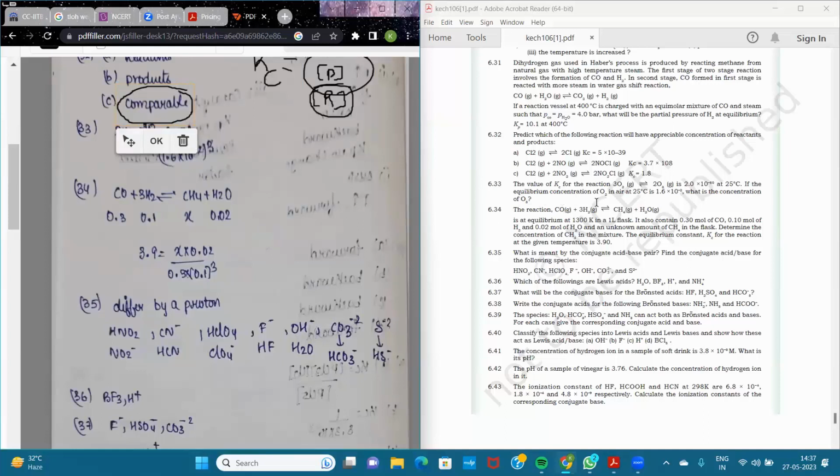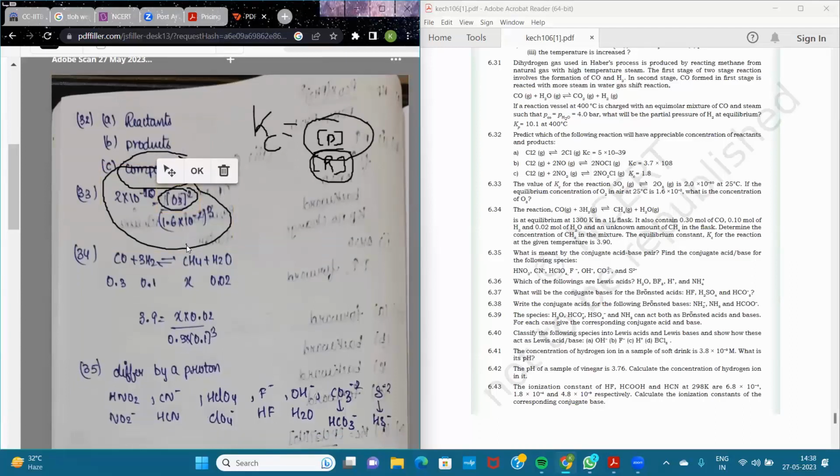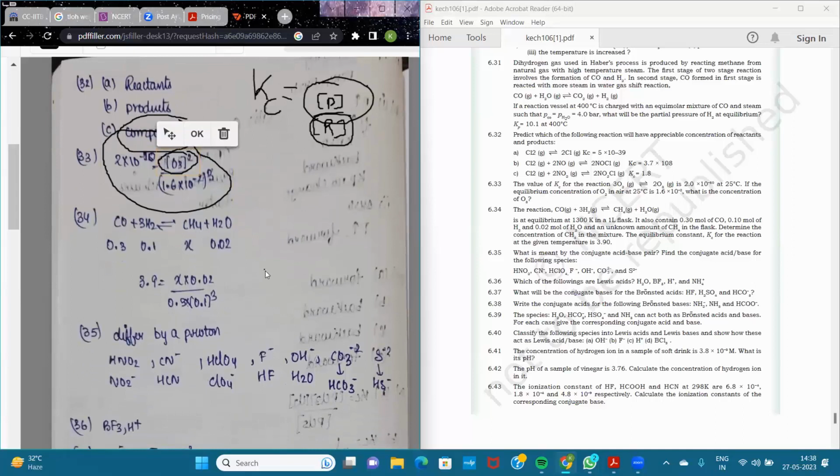The value of Kc for the reaction 3O2 to 2O3, the ozonization of oxygen, is 2 into 10 power minus 50. That is, the product is formed in very less amount. If the equilibrium concentration of O2 in air is 1.6 into 10 power minus 2, what is the concentration of O3? They gave the value of Kc, no issue. If they had given Kp, we would need to use that relation, but they directly gave the value of Kc. We can write it as concentration of O3 whole square by concentration of O2 whole cube. From this, we'll get the concentration of O3 very easily. It is only a matter of calculation.